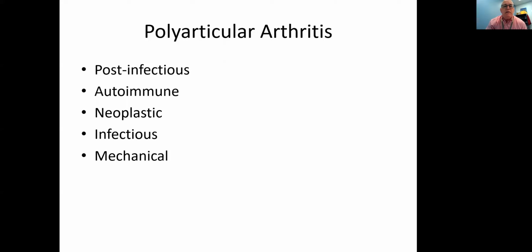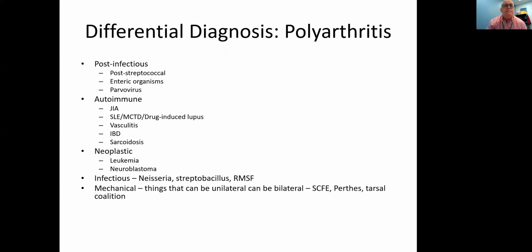Neoplastic, infectious, mechanical are all on the list, but less common. So post-infectious causes. Post-streptococcal is the most important. These are sort of the big three that I think about in post-infectious arthritis. Post-streptococcal is the most important to rule out because of its overlap with rheumatic fever, and that's a whole talk unto itself.